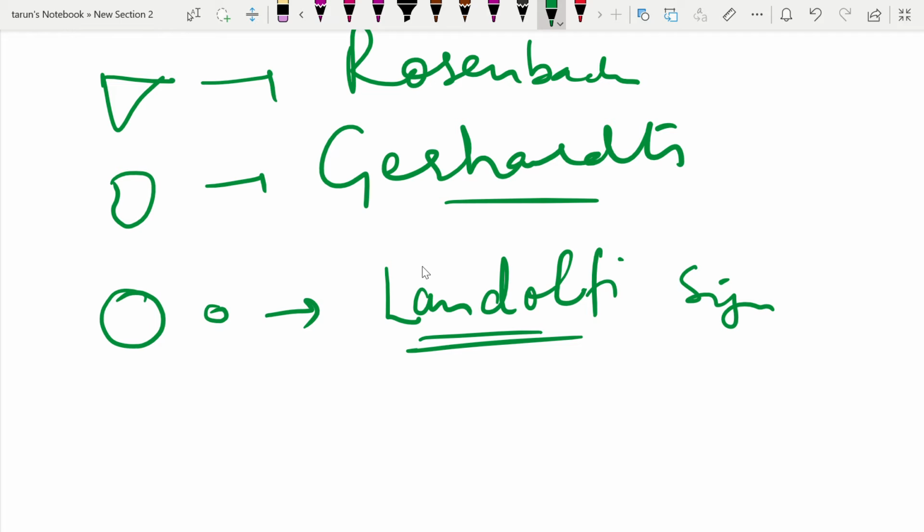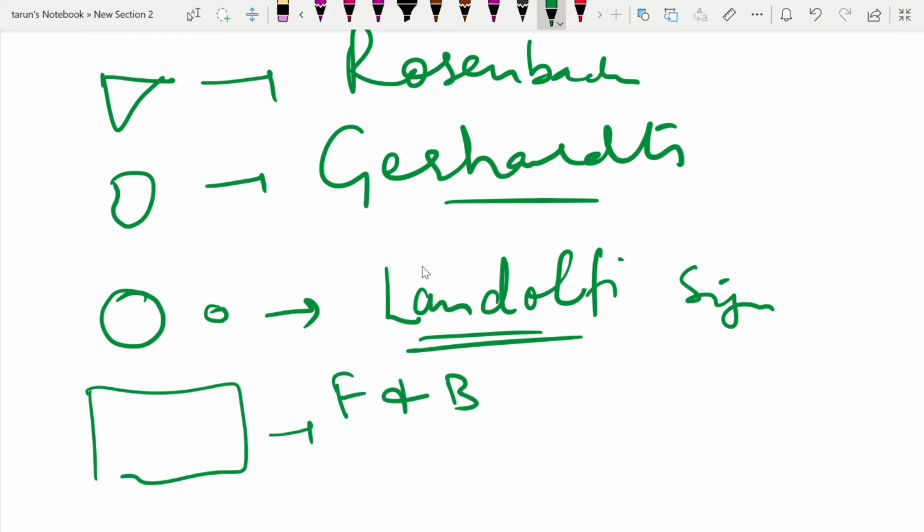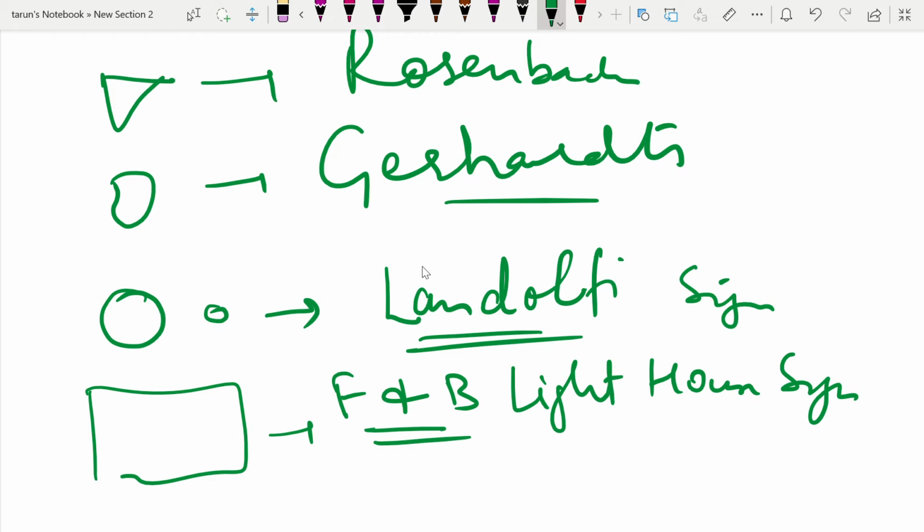Then alternate flushing and blanching of the forehead is known as lighthouse sign. What is lighthouse sign? Suppose this is the forehead. There will be flushing and blanching of the forehead. Flushing and blanching of the forehead is known as the lighthouse sign.